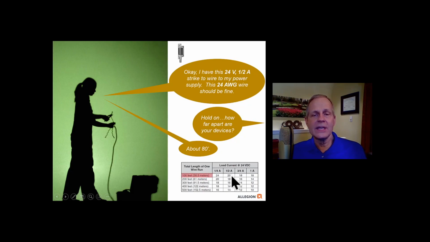Okay, so 24 gauge wire will not handle that requirement. So we need 1/2 amp of current. Up to 100 feet requires 20 gauge wire. So 20 gauge wire is going to be larger than 24. So the answer is no. We cannot use 24 gauge wire for this particular installation.